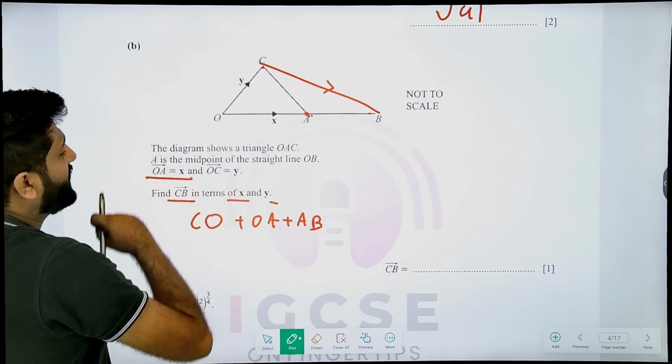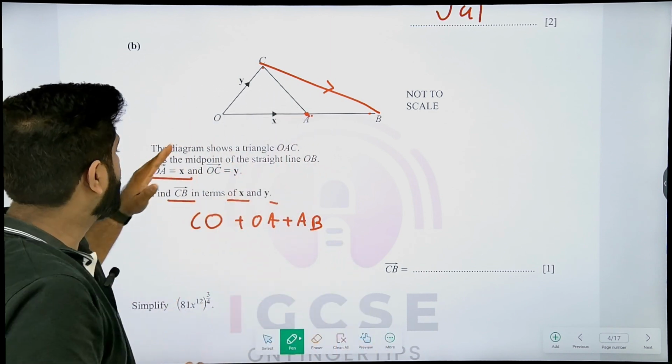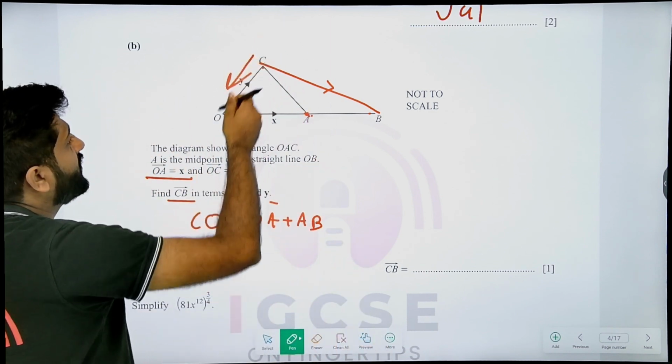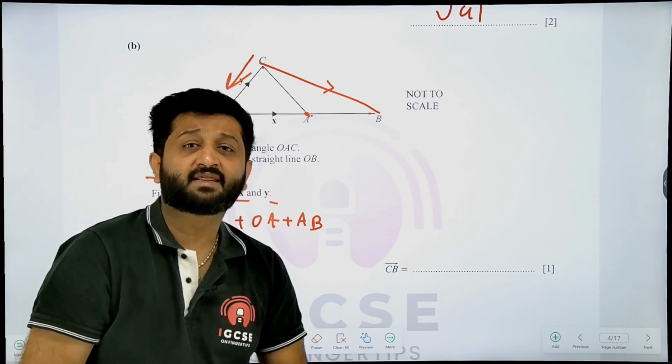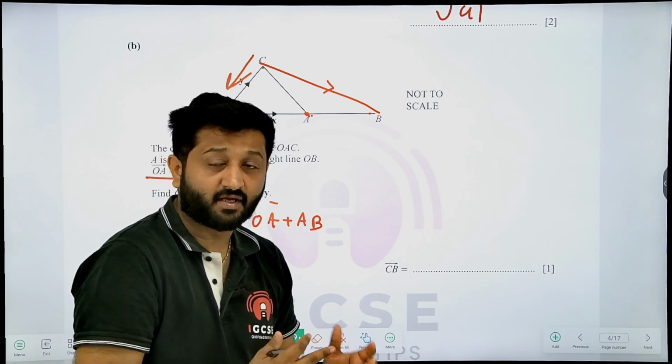Now, do I know the value of CO? I think I do. What is the value? See, I am going from C to O. Now this y is in the opposite direction to the direction in which I am traveling, right?